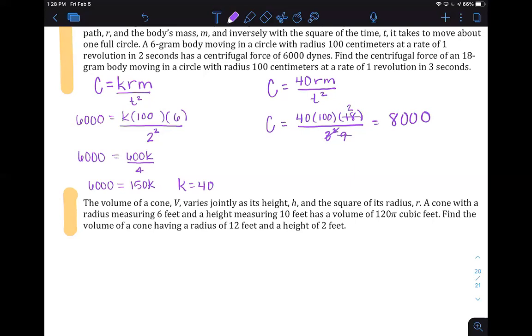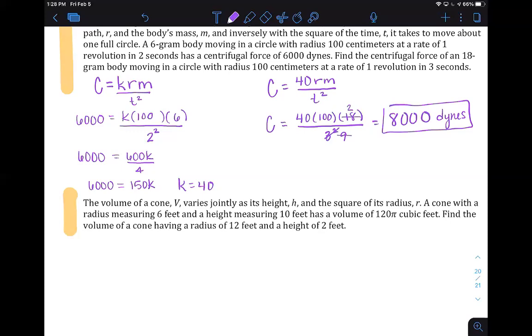What's up, Kaylee? It's just a trick. And let's see, we're looking at force, so our label would be dynes. Okay.